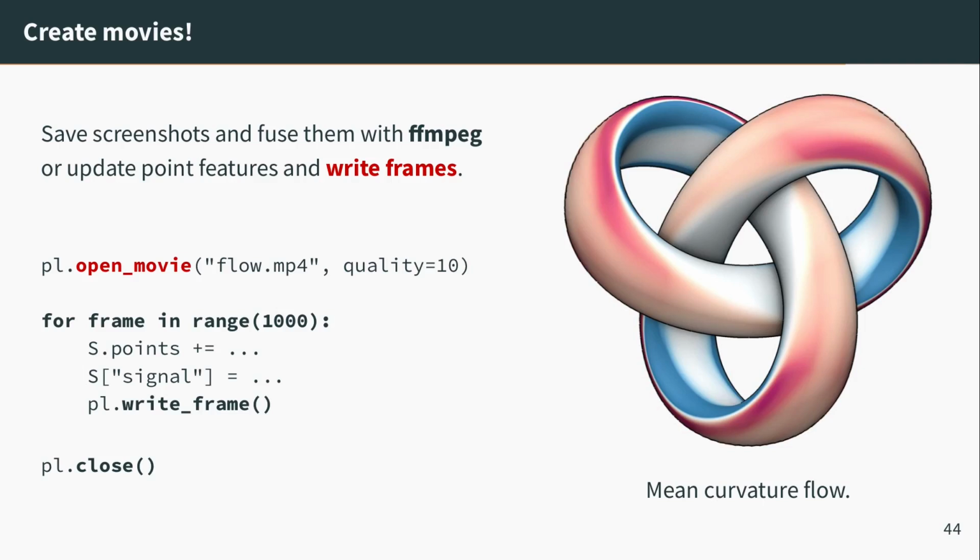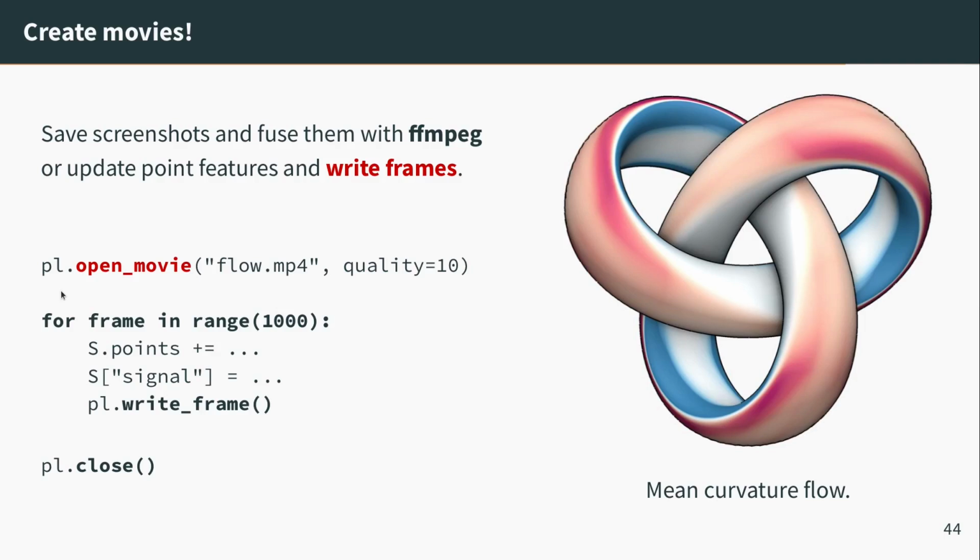So the first basic thing, if you are doing crazy things with your data, maybe you can just write a for loop. You take screenshots, and at the end you collate them with FFmpeg. Okay, if you do crazy things. Otherwise, you can just use the PyVista API, which basically does this for you.